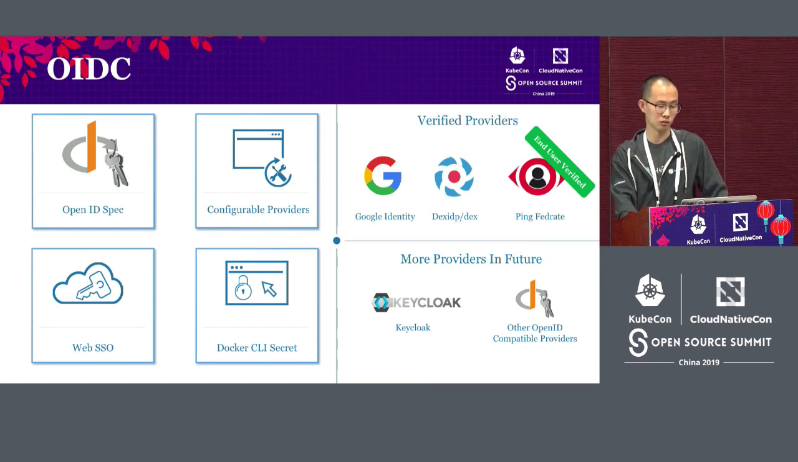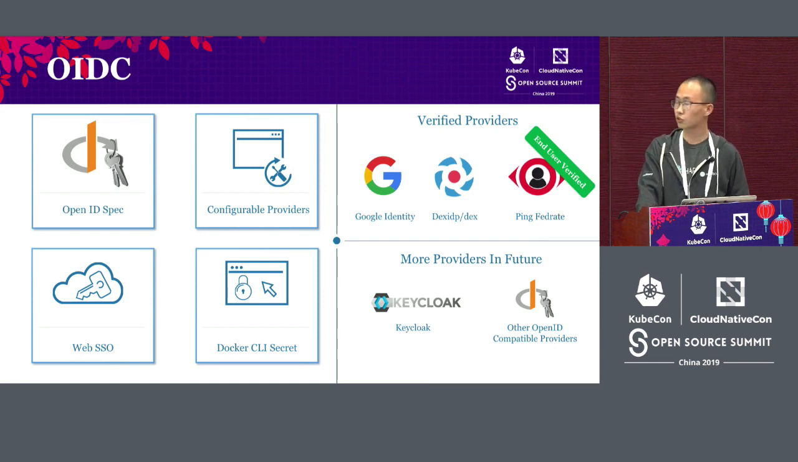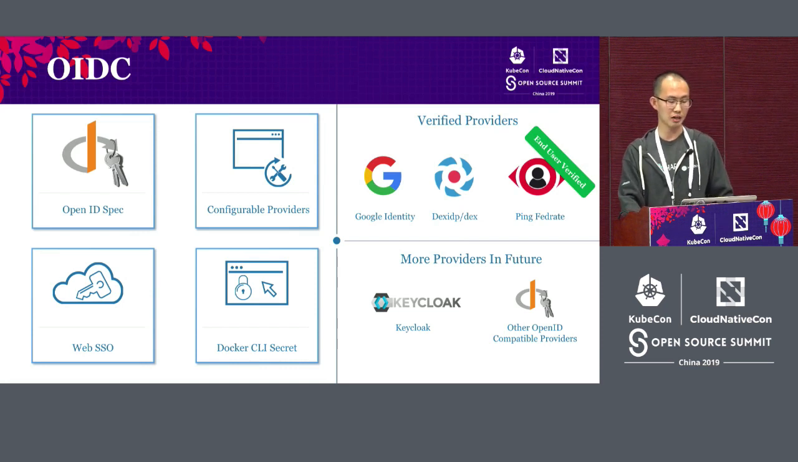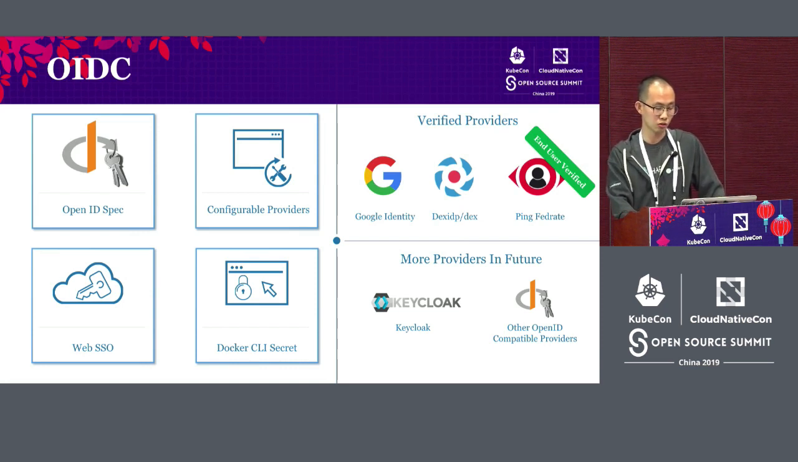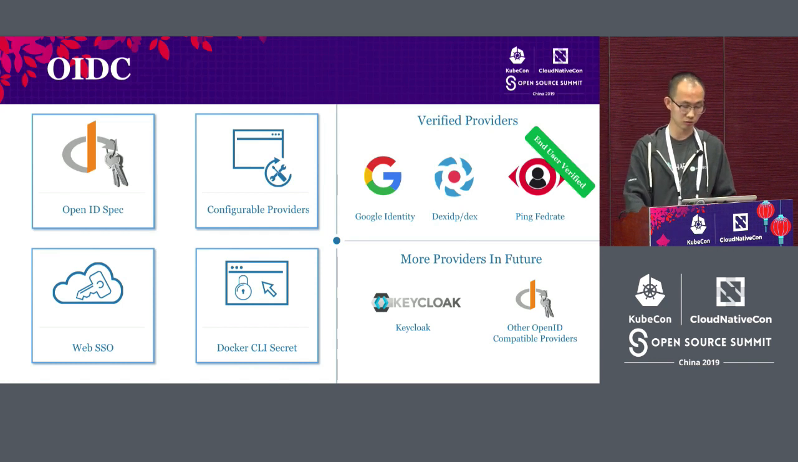For verified providers, you'll see Google Identity, Dex, and Ping Federate, which is verified by our end users. And we will increase more providers in the future, for example, Keycloak.